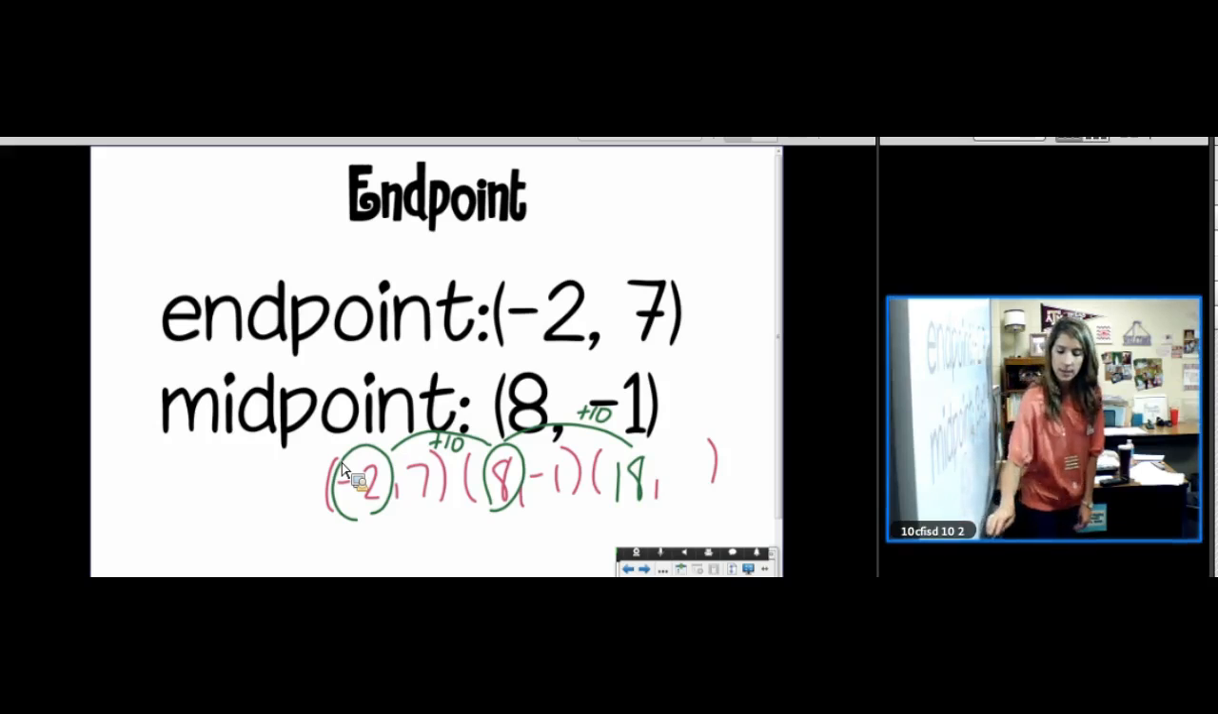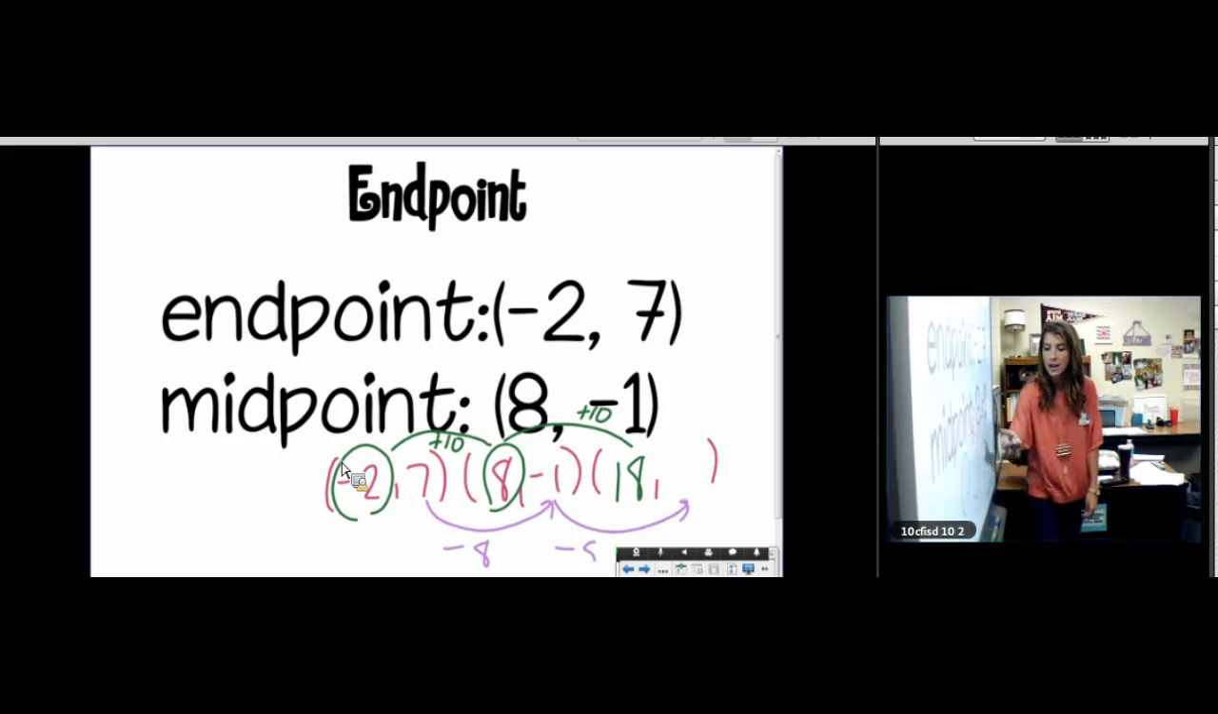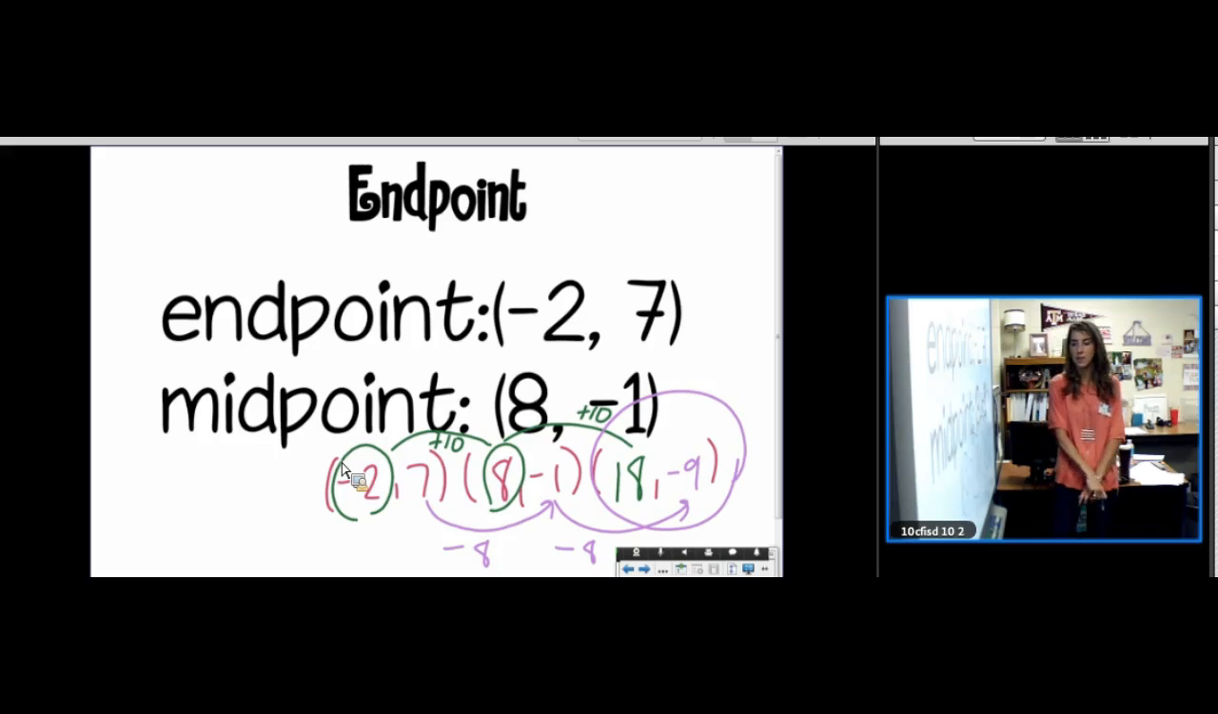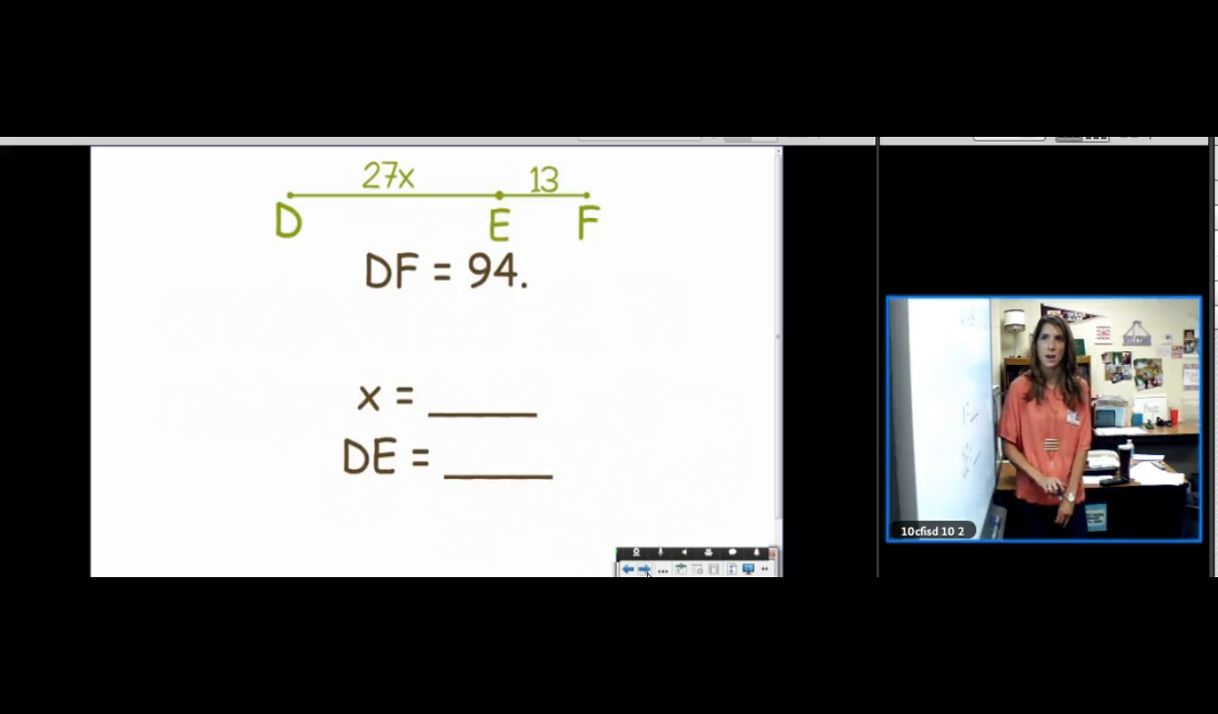Let's do the y's. From 7 to -1. How far is it from 7 to 0? 7. Now go one more. 8. You just went backwards. You went -8. You never change the number. You always leap the same amount again. -1 plus -8 is -9. And you can ask your calculator if you get intimidated by the negatives. 18, -9. Segment addition.